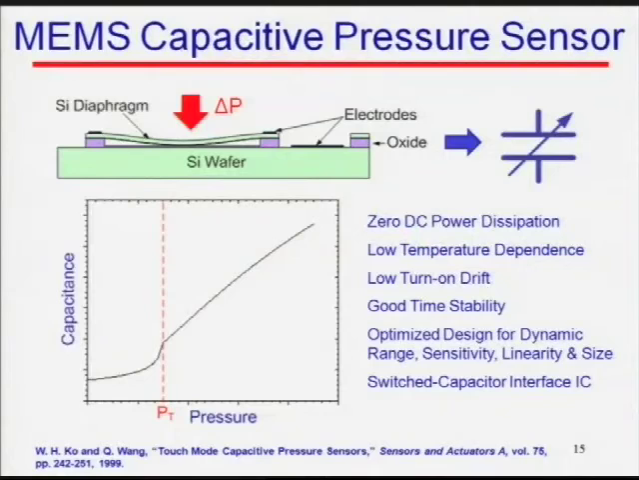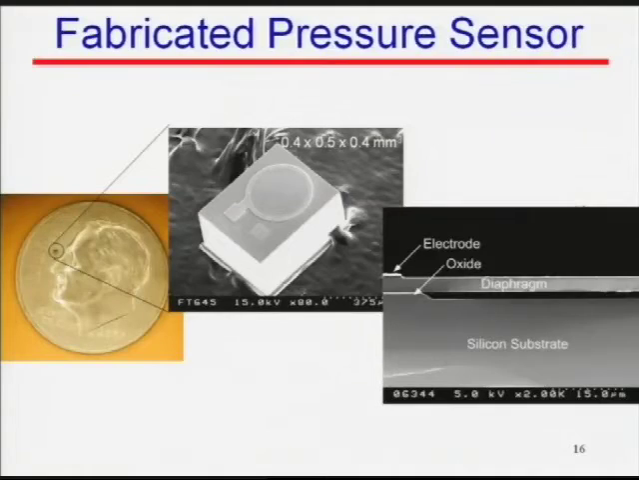So we picked the capacitive pressure sensor. It has zero DC power dissipation, which is very important for low power design. It has very low temperature dependence and turn-on drift, good time stability, and it can be optimized for dynamic range, sensitivity, linearity, and size. This information is all well presented in the reference paper. And from the circuit's perspective, I like the capacitor because it allows me to easily design switched capacitor-based interface electronics.